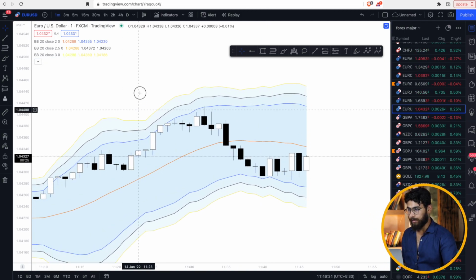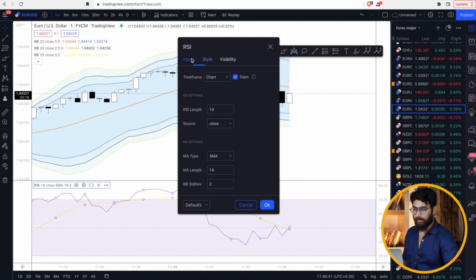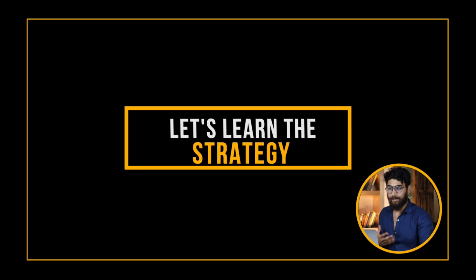Now the next indicator that you are going to need is RSI, and for that the setting is the length will be 14 and the rest of the settings will be just as you are seeing in the chart. Now, these are the indicators that you will need and this is how your chart should look after you set it up. Now, let us learn about the strategy first and then I will tell you about some important key rules that you need to follow.